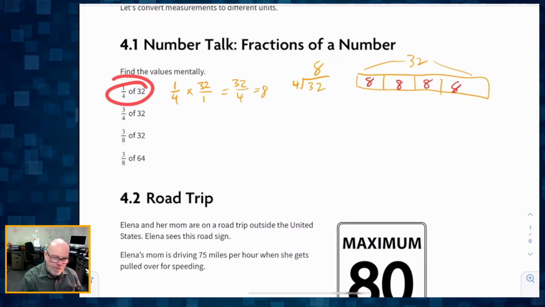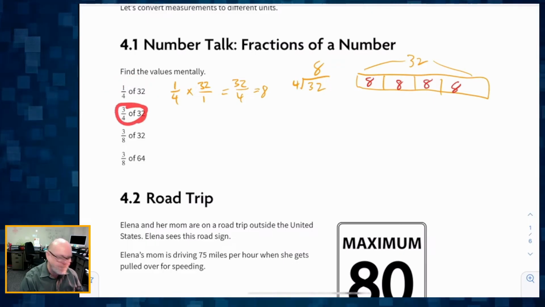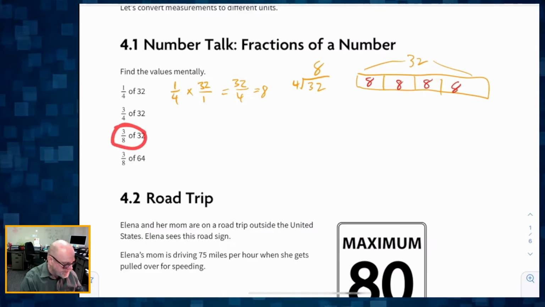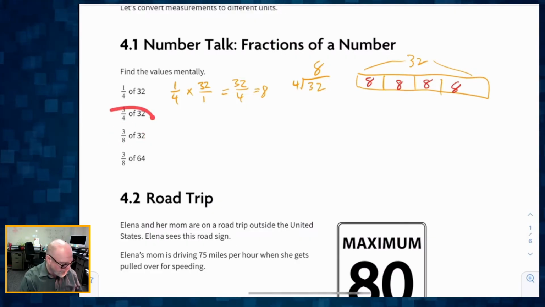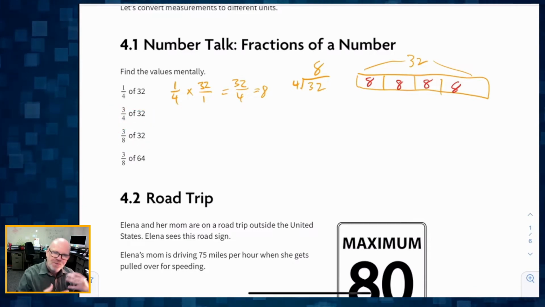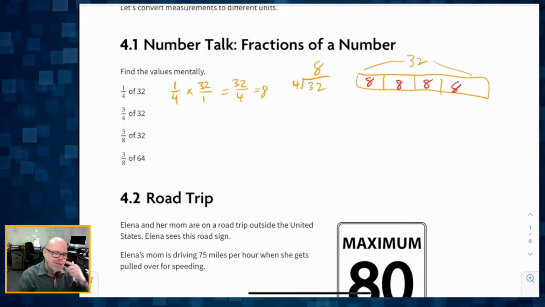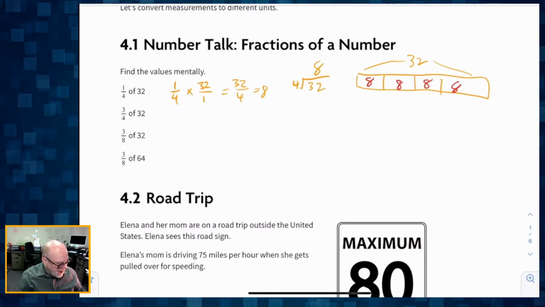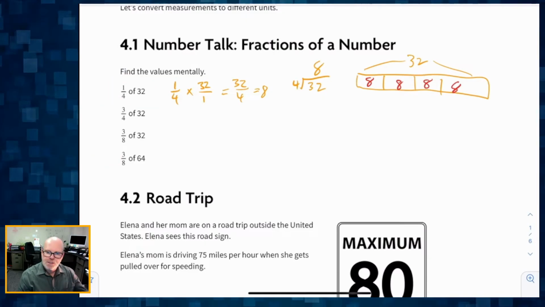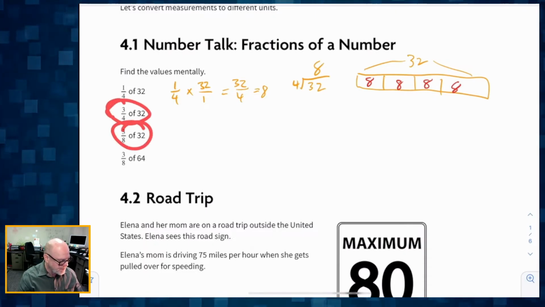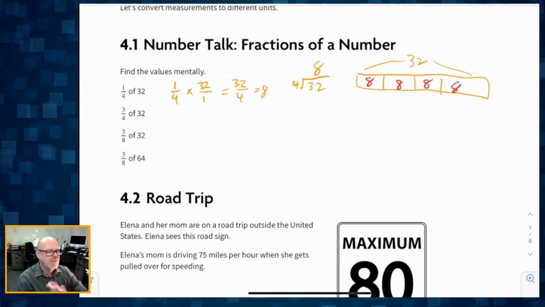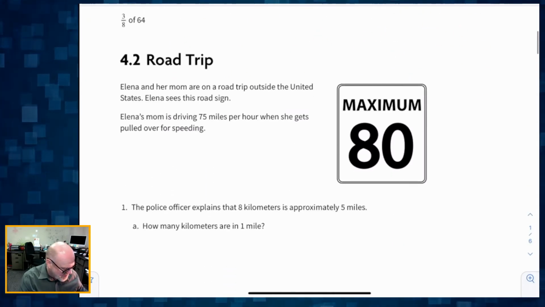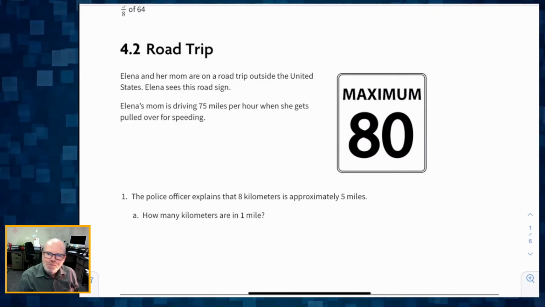Once we know 1/4 of 32, then we can find 3/4 of 32, because all we have to do is triple it. And then 3/8 of 32. How does 3/4 relate to 3/8? And students are going to use these relationships. This is just a beautiful problem string that allows students to use each previous answer to get the next subsequent answers. Teachers, this is a fantastic warm-up. Totally don't skip it.